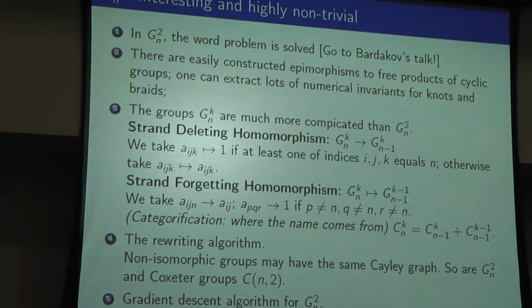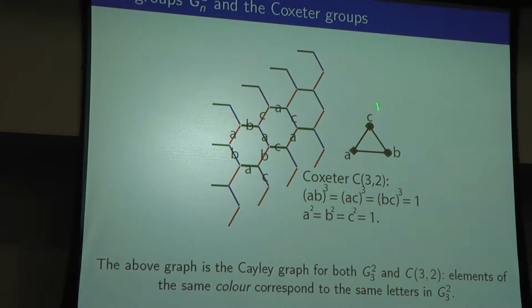And this will have its counterpart in group theory. For example, we will tell something for Coxeter by using GNK, and vice versa, for GNK by using Coxeter. Now, here is the algebra. So this is the very well-known hexagon splitting of the plane, or honeycomb.